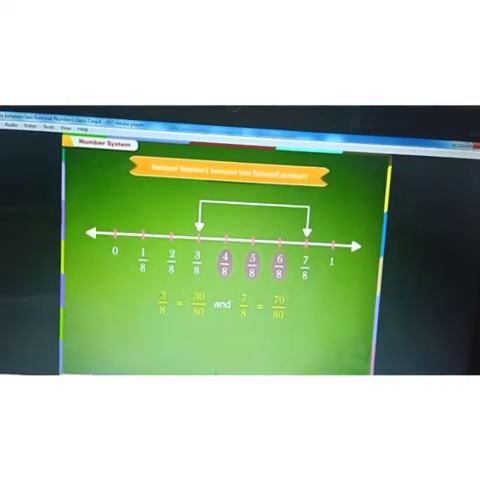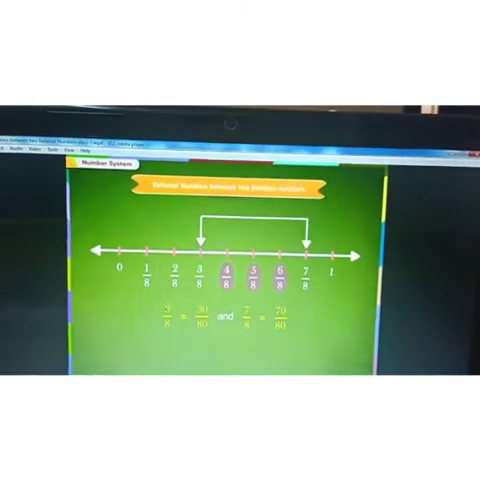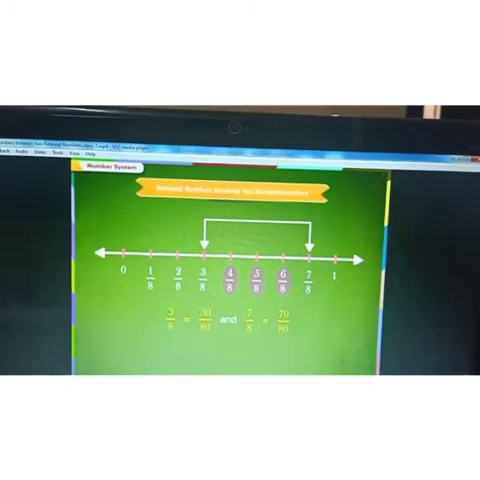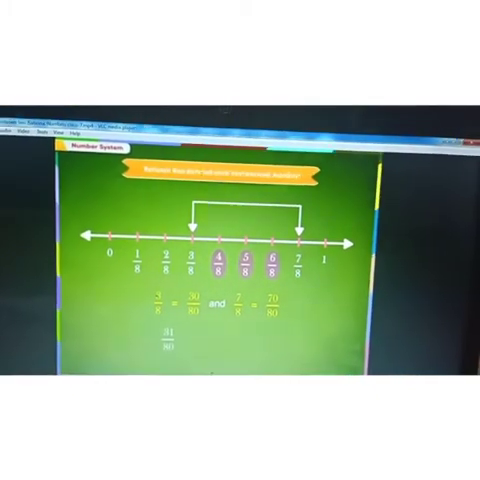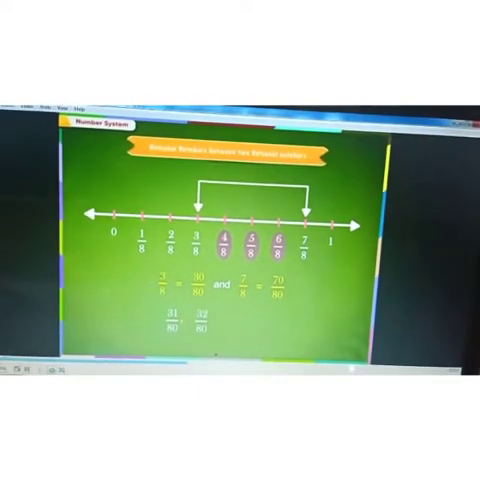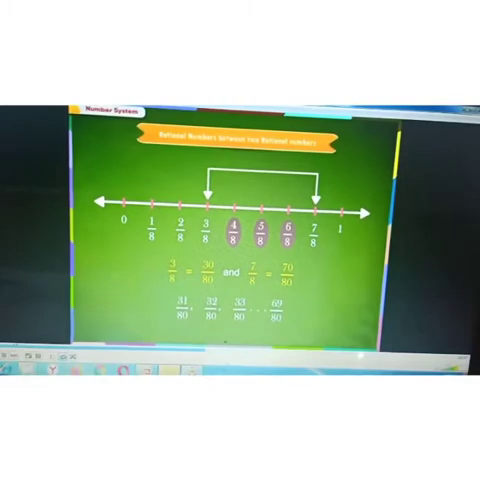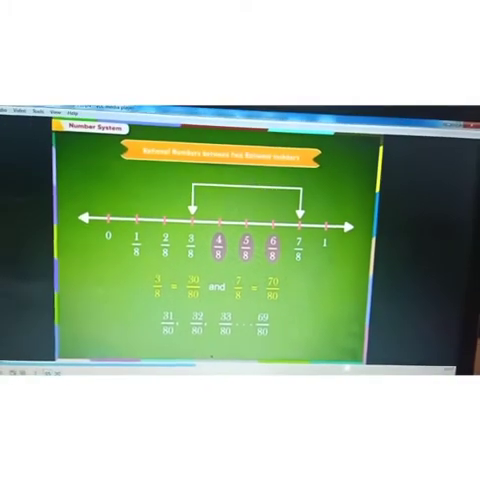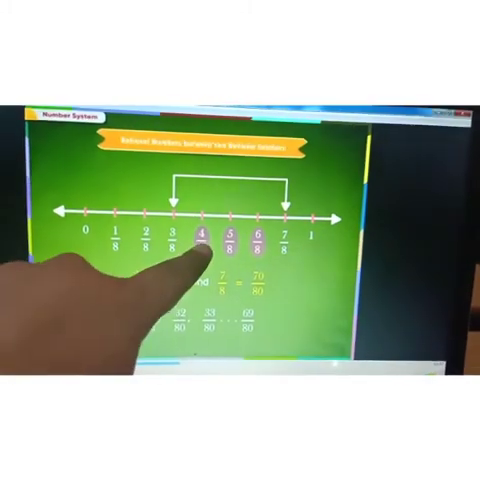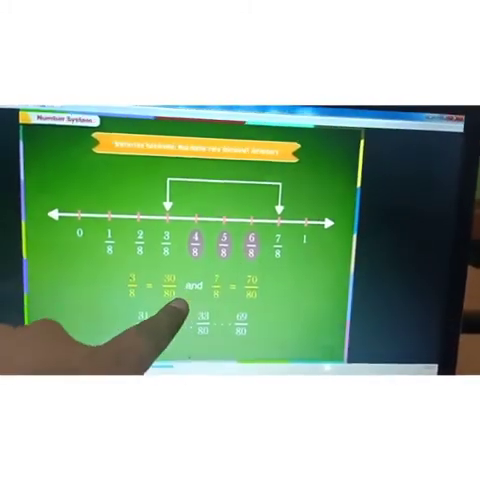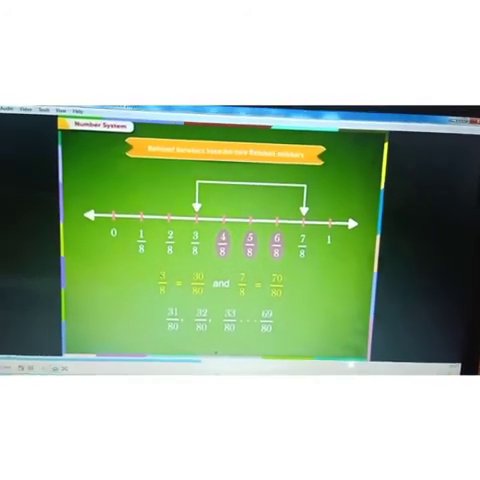Yes, there are. First of all, what was our previous answer? Only three numbers. Now, between 30 by 80 and 70 by 80, how many numbers are there? Let's see. The numbers are 31 by 80, 32 by 80, 33 by 80, and so on up till 69 by 80. Now your answer has changed. So there are more rational numbers between two rational numbers.